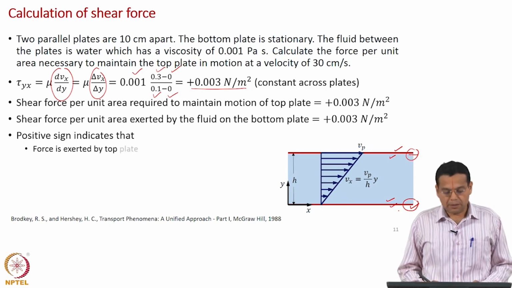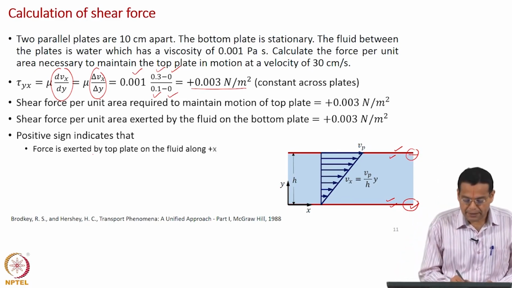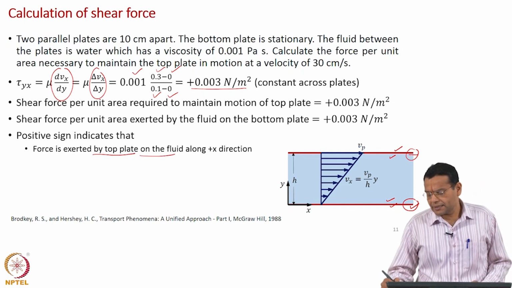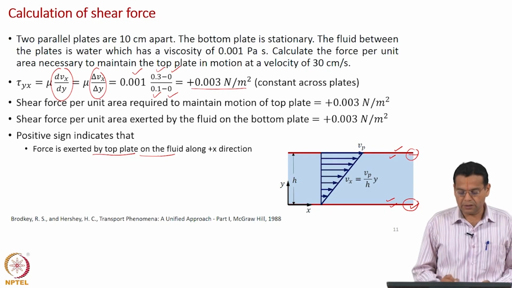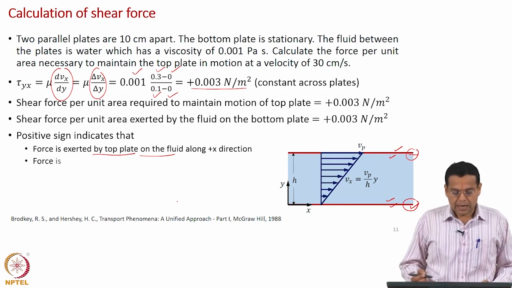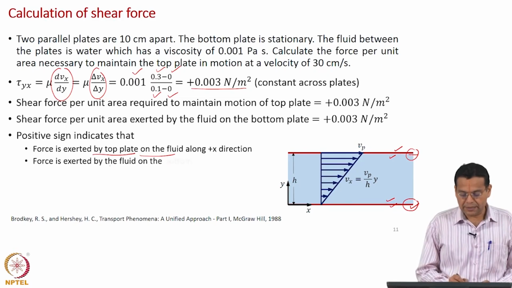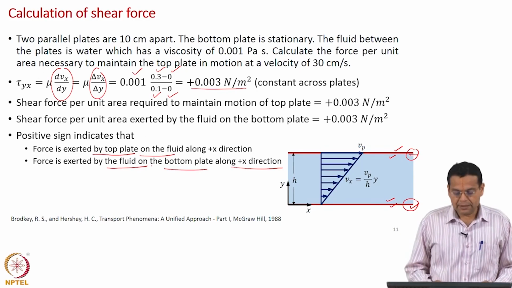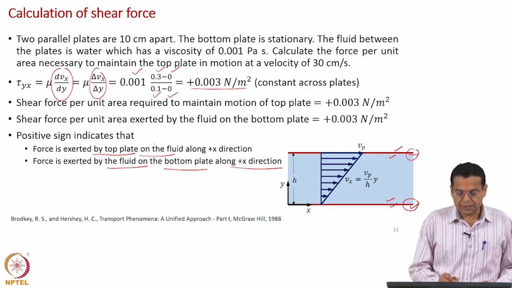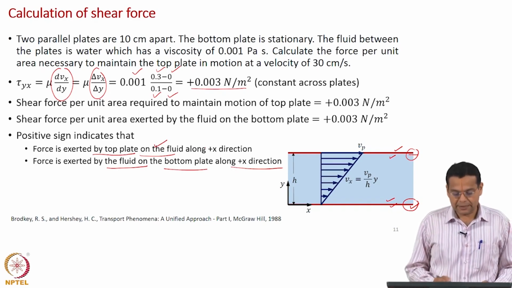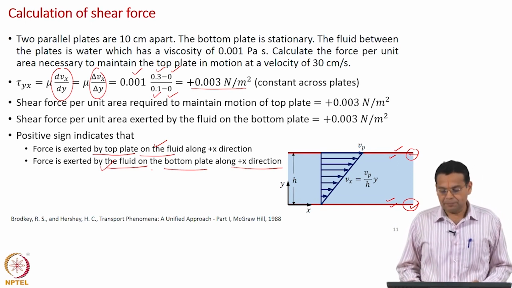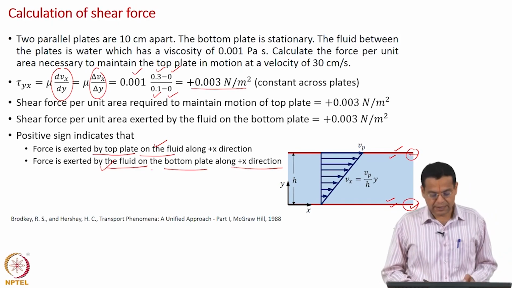At the top, force is exerted by the top plate on the fluid. Okay. So, this plate tries to pull the fluid to the right, force is exerted by the top plate on the fluid in the positive x direction. At the bottom, force is exerted by the fluid on the bottom plate along the positive x direction. So, sign convention is important. In this case, if it is by the fluid, then it will be in the negative x direction, and if it is on the fluid, it will be in the negative x direction. Okay. Here we are interested in the force on the plate, so that is in the positive x direction.